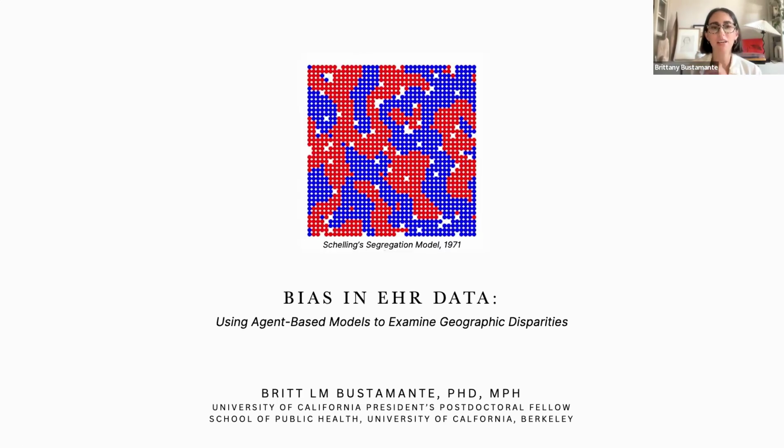So this is Thomas Schelling's segregation model, which he put forward in the early 1970s. And it's a very simple simulation demonstrating how collective segregation can emerge from individual mild preferences rather than any one person having very strong prejudice. And it's probably one of the most famous agent-based models. So it's just kind of a primer introduction to agent-based models.